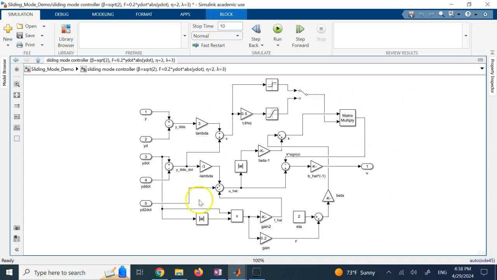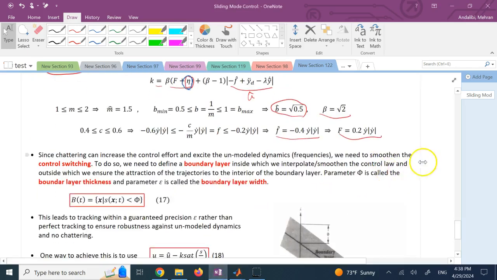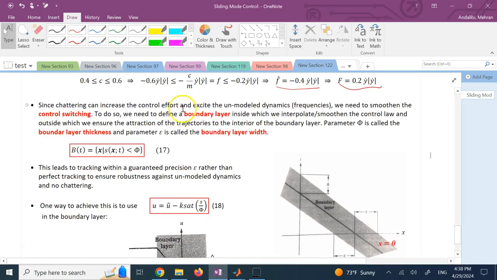Everything is shown here. The last thing I need to talk about for you is how to get rid of the chattering. Because as I said, chattering can increase the control effort and excite the unmodeled dynamics or frequencies of the system. So we need to smoothen this chattering or this control switching. And one of the ways that they do it, I guess it is inspired by fluid mechanics or something, they define a boundary layer around the desired surface S of 0, and inside this boundary layer they smoothen the control law because all of the chattering happens around this S of 0. So if your boundary layer is thick enough, then you can literally damp out all of those chatterings.